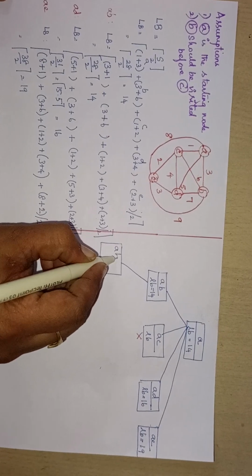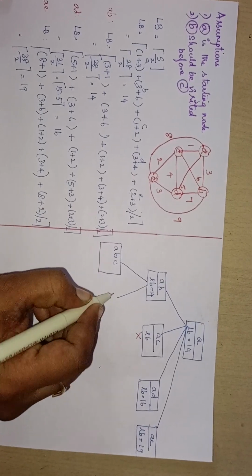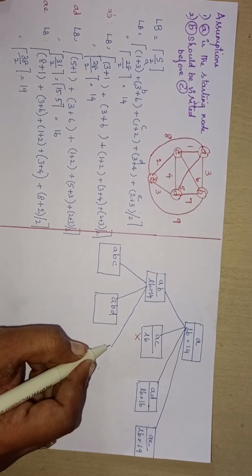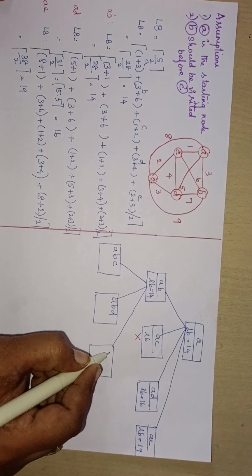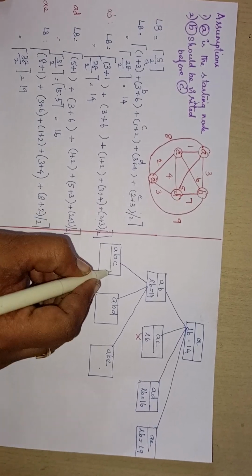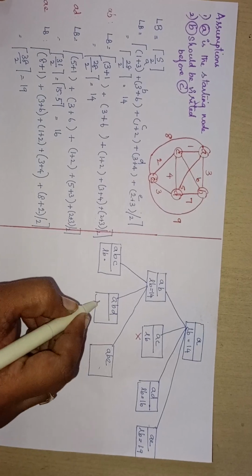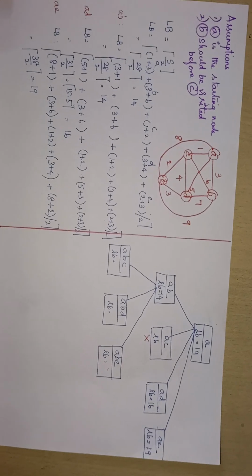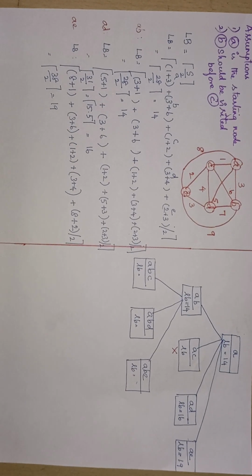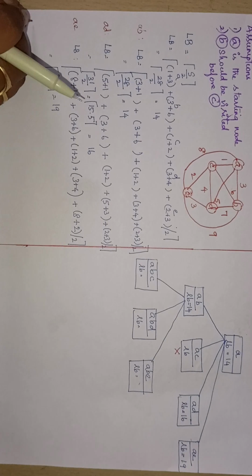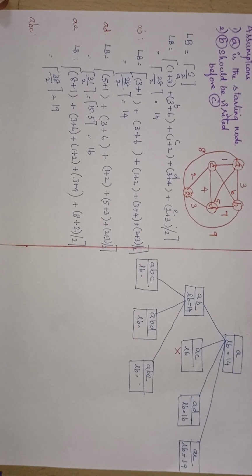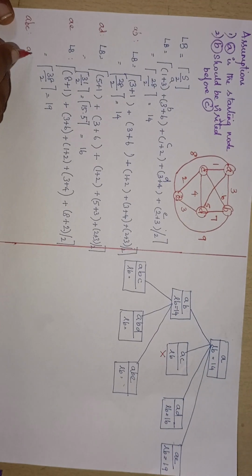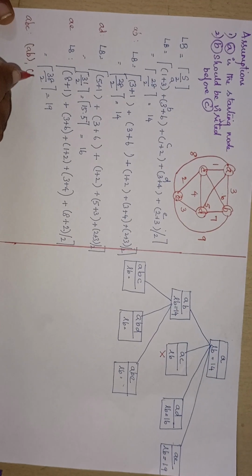I can go to A, B, C, or else I can go to A, B, D, or else I can go to A, B, E. So I need to find the lower bound for all these cases. So how to find the lower bound for all these cases? Let us start with ABC. Here, what all edges should be included? I definitely have to consider the edge AB and the edge BC.